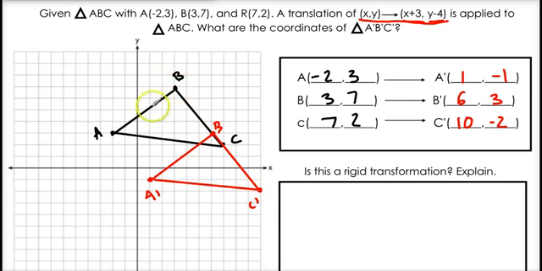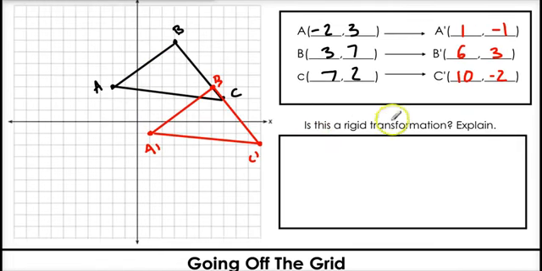What we just did here was we added the x's all moved to the right 3 and the y's all went down 4, and it didn't rotate, it didn't flip. That is a translation. Now the next question says, is this a rigid transformation? Explain. Well, we should know by now that a translation is a rigid transformation because it preserves the distance between points, which is just a fancy way of saying it stays the same shape and size.